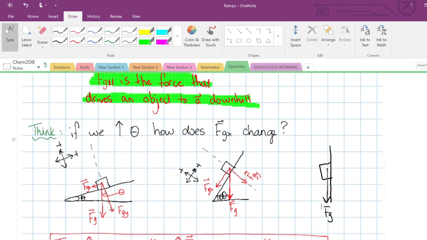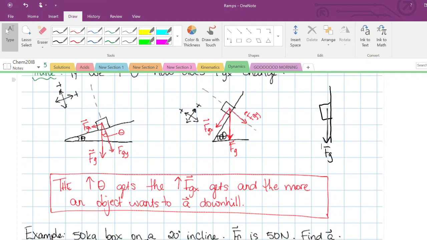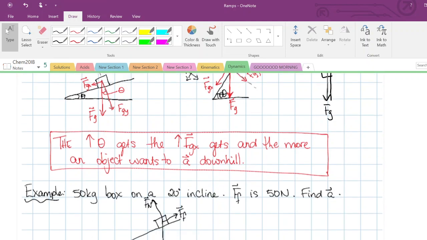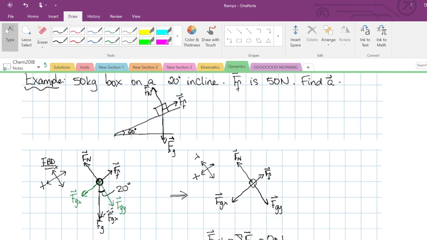So that's kind of the ins and outs of ramps. Now it seems fairly simplistic, but it's a fairly intense concept to wrap your brains around, and it's something that gives students a little bit of trouble. So give yourself a little time to get used to that. But I've got some examples here for you. We've got a 50 kilogram box sitting on a 20-degree incline. Force friction is 50 newtons, and we want to find the acceleration.